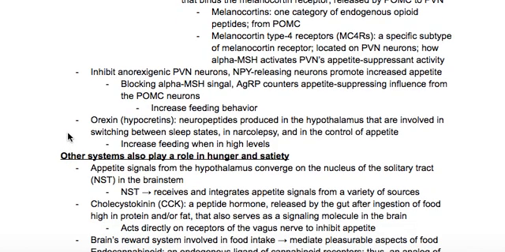Orexin, also known as hypocretins, are neuropeptides produced in the hypothalamus that are involved in switching between sleep states, in narcolepsy, and in the control of appetite. We usually increase feeding when they are in high levels.